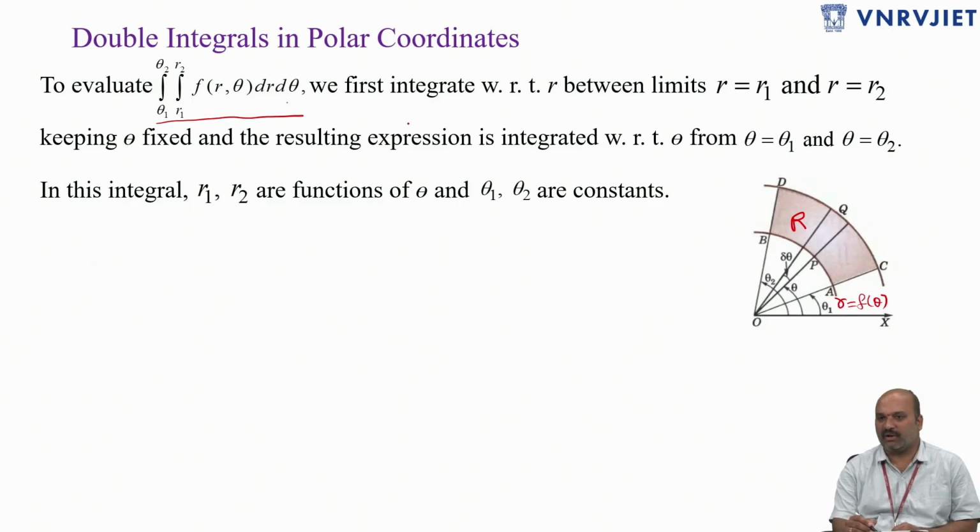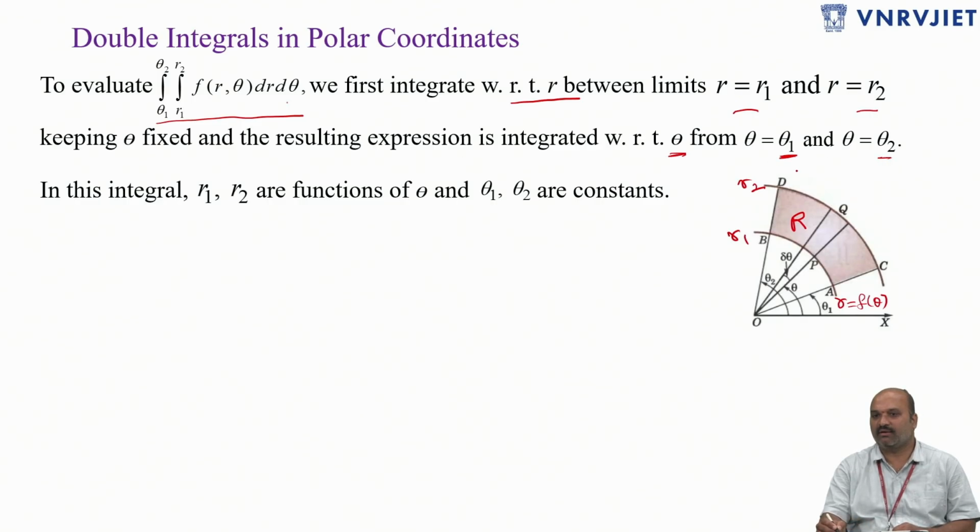Always remember in polar coordinates, we first integrate with respect to r between the limits r1 and r2, where r1 and r2 are functions of theta, keeping theta fixed. While integrating with respect to r, we treat theta as constant, and then integrate with respect to theta between the limits theta 1 to theta 2. Here r1 and r2 are functions of theta and theta limits are constants. This is the way we evaluate integrals in polar coordinates.